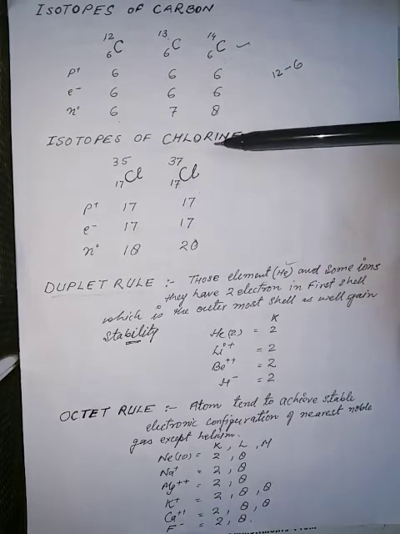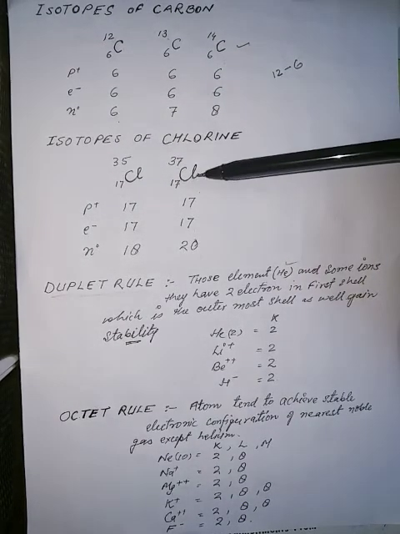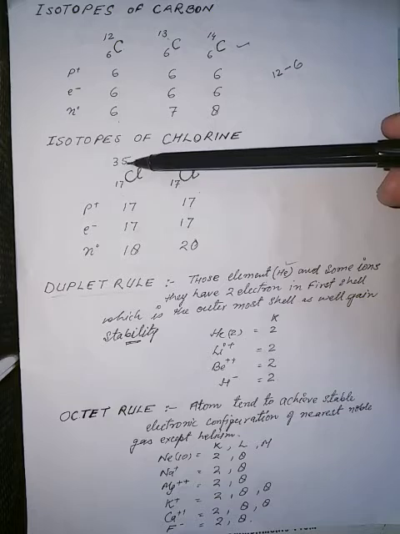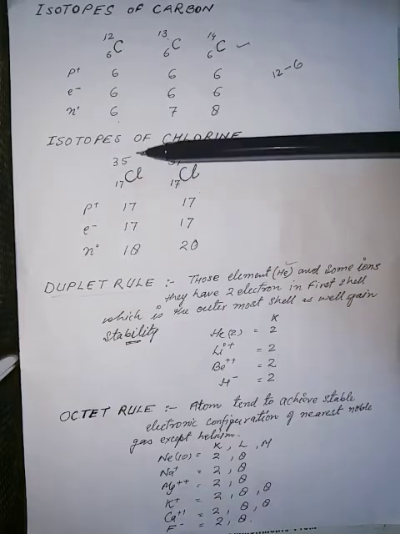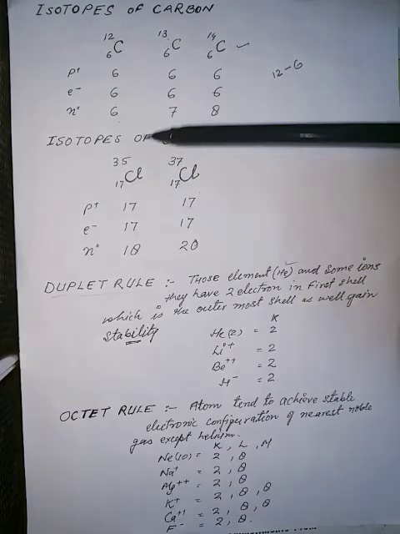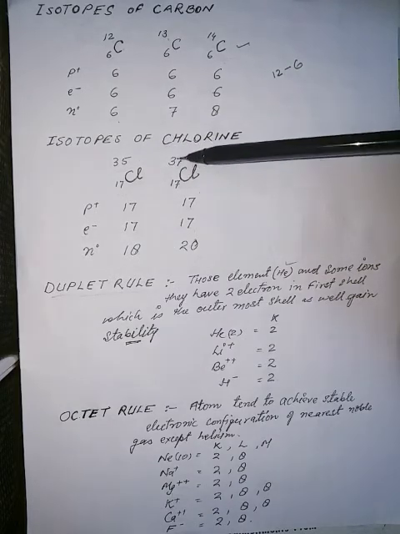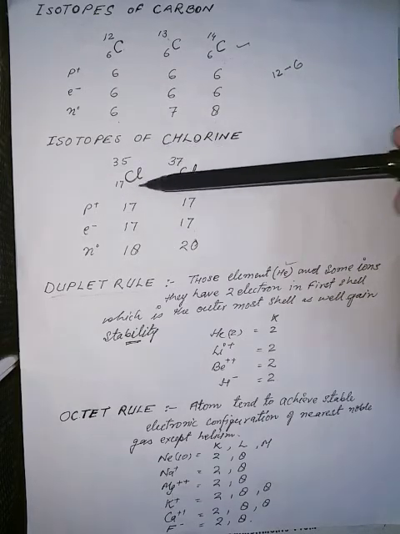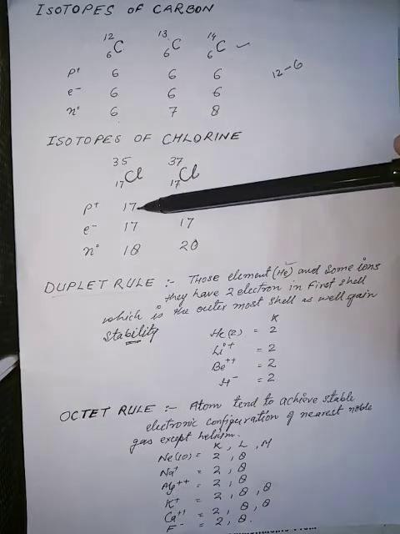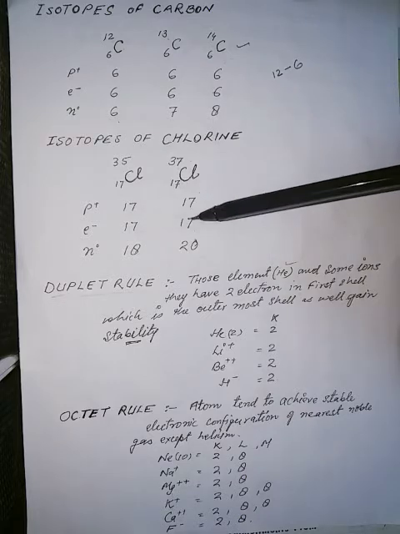In the case of chlorine also, there are 2 types of isotopes of chlorine that have the same atomic number, and mass numbers 35 and 37. So chlorine 35 and chlorine 37. If you see, the atomic number is the same, 17. Now the protons are the same, 17, and the electrons are the same, 17.